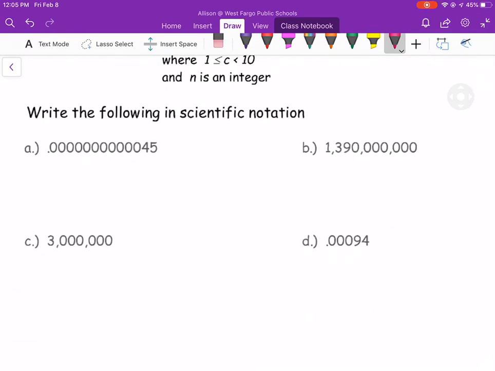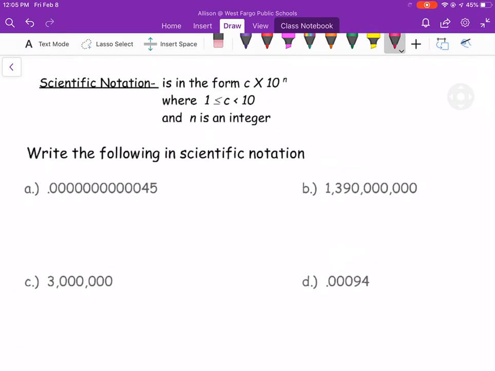Okay, scientific notation. We need to review this real quick because you can use your exponent rules with scientific notation. Remember, we use scientific notation to write really big numbers or really small numbers. The rule for scientific notation is that you write it as some constant times 10 to some power. Now, this C number has to be between 1 and 10, which means it can't be 10. It has to be 9 or less. Has to be a digit 1, 2, 3, 4, 5, 6, 7, 8, 9.